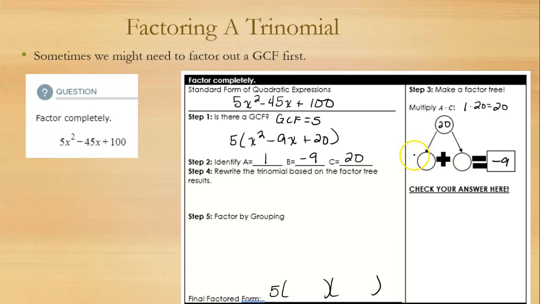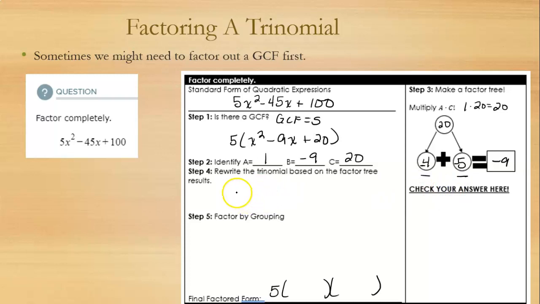Well, 1 and 20 I don't think will work. 2 and 10 won't work. 3 does not go into 20. Ooh, 4 and 5 are interesting because if I added 4 and 5, I would get 9. Let's see if there's a way to make negative 9 and positive 20. Well, if both of these were negative, a negative times a negative would be a positive, and a negative plus a negative would be a negative. So I think we've got our magic numbers ready.